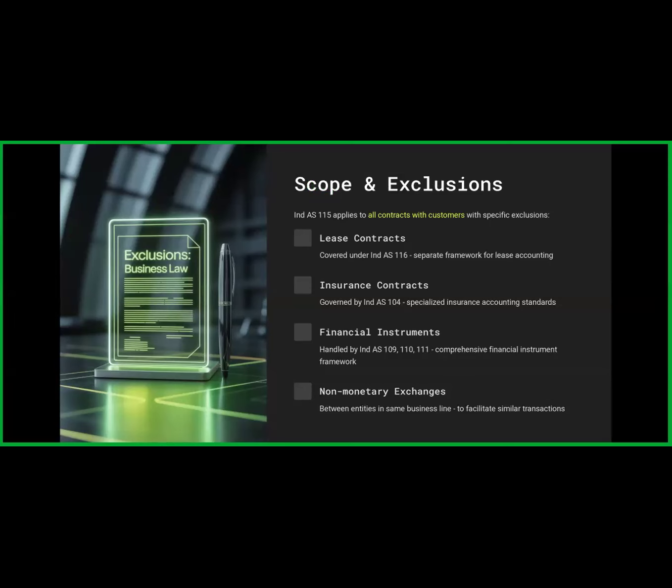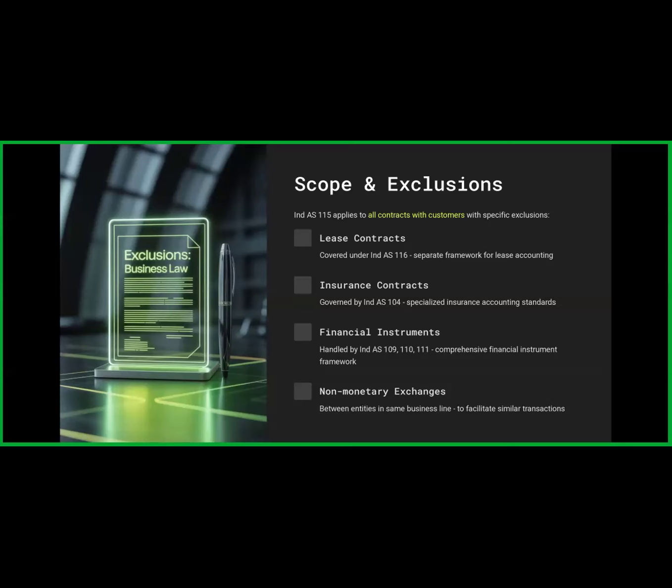If the company has any property and gives that property on a lease, the amount they receive is not included in the financial statement as per Indian Accounting Standard 115. Lease contracts are covered under AS 116, a separate framework for lease accounting. So we exclude the lease contract.